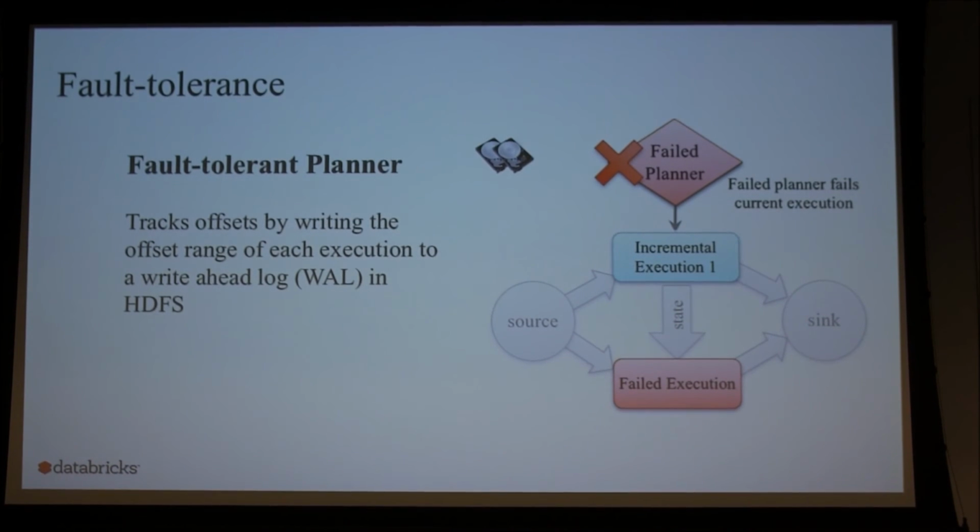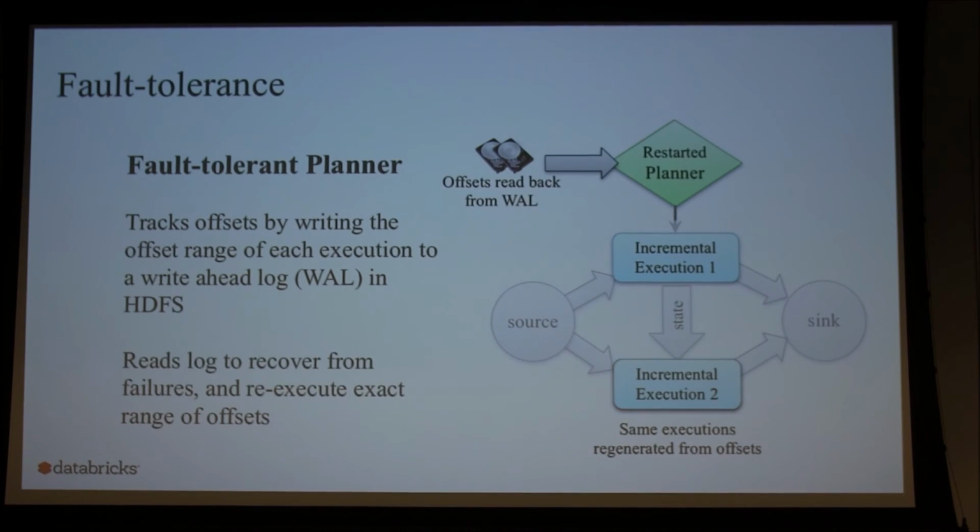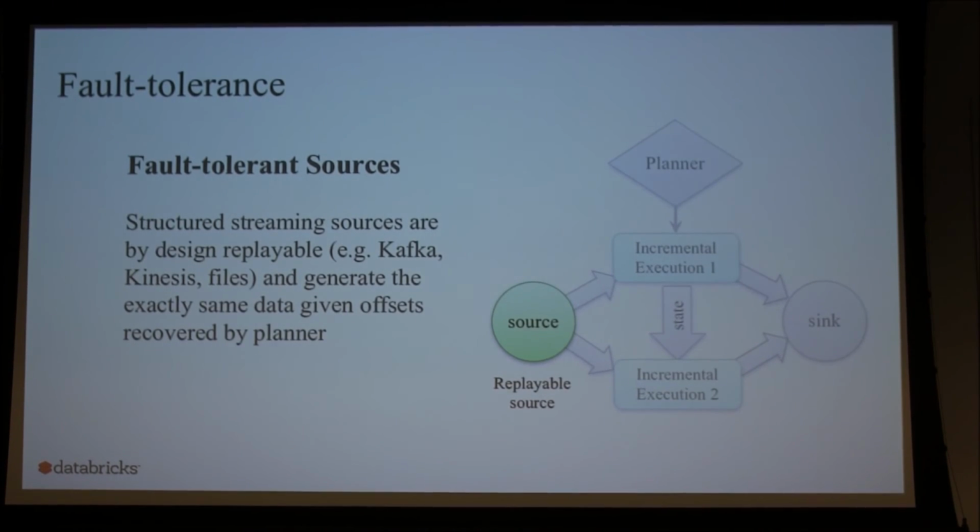So if something failed, we'll have a failed execution. Basically, the offset is tracked by writing the range to the write-ahead log, and then periodically persisting it to HDFS. And then we simply go through the range and we restart where we left off. And it just replays that log, basically.